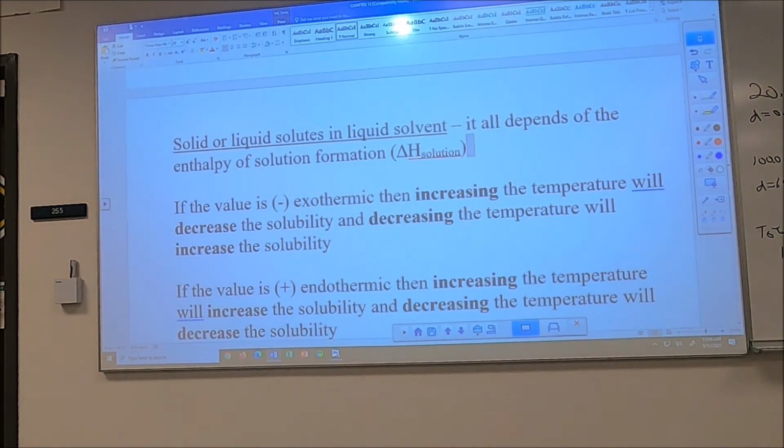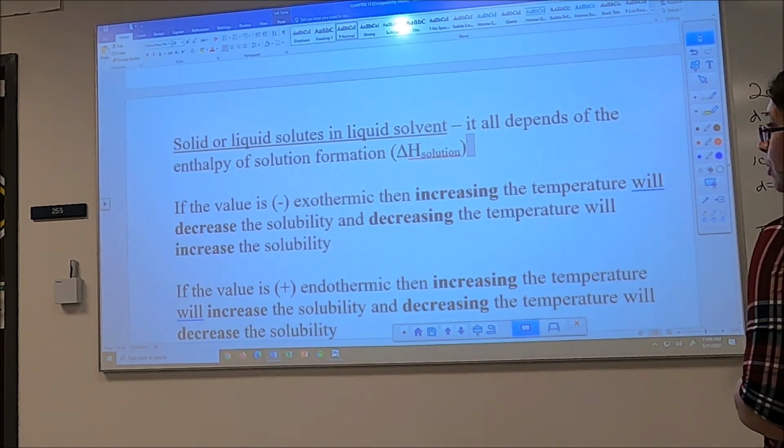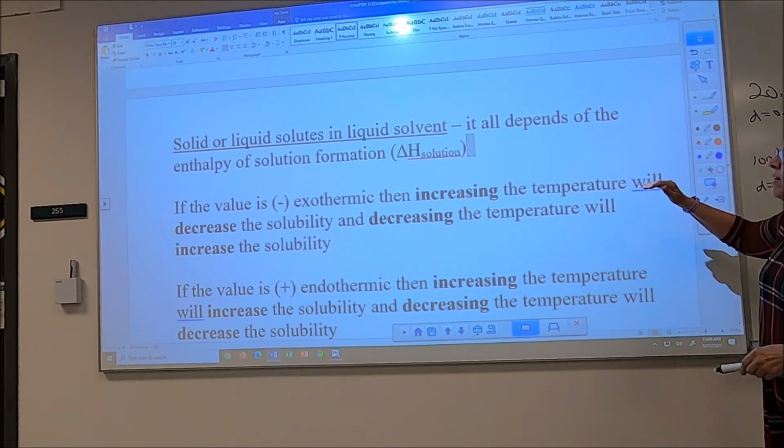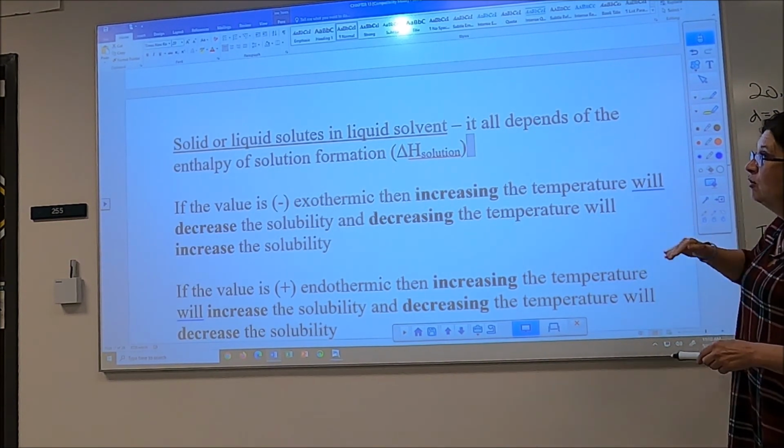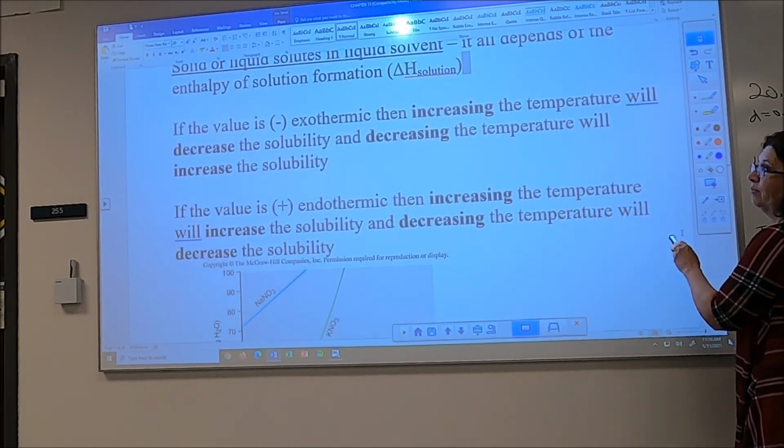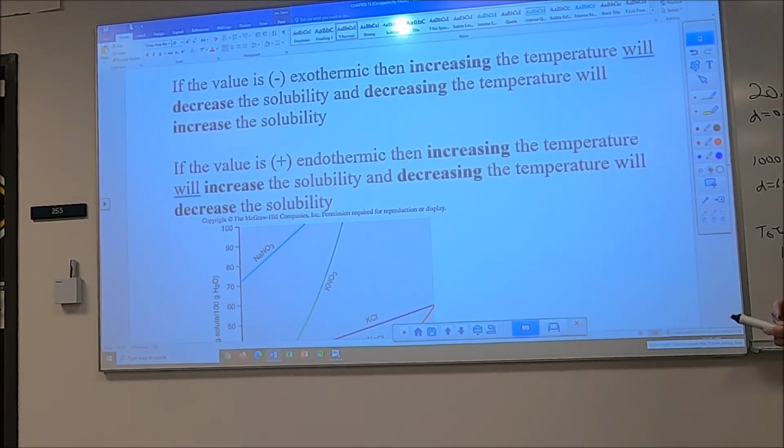lower temperature, and I'd want to have it in an environment where I would have the ability of sucking that heat energy out as it was being produced. So lower temperatures increase the solubility if you have an exothermic mixing process. If you have an endothermic mixing process, increasing temperature increases solubility, and decreasing temperature decreases solubility.